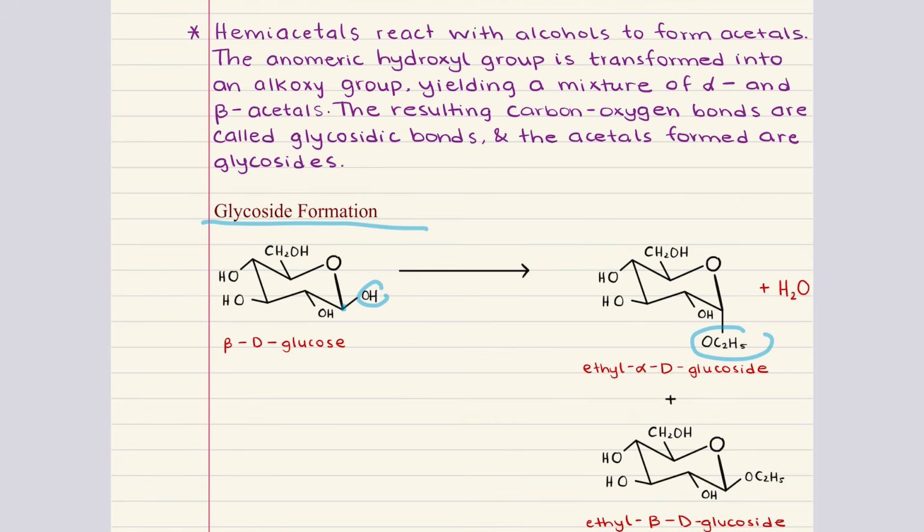And this gives rise to either alpha or beta acetal products, depending on the stereochemistry of the substitution. The new carbon-oxygen bond that's formed is called a glycosidic bond, and the resulting molecule is called a glycoside. Now, for example, when beta-D-glucose reacts with ethanol, which is an alcohol, it can form either the alpha or the beta product, depending on which face of the anomeric carbon the alcohol attacks from. These glycosidic bonds are how monosaccharides link together to form larger carbohydrates like disaccharides and polysaccharides.